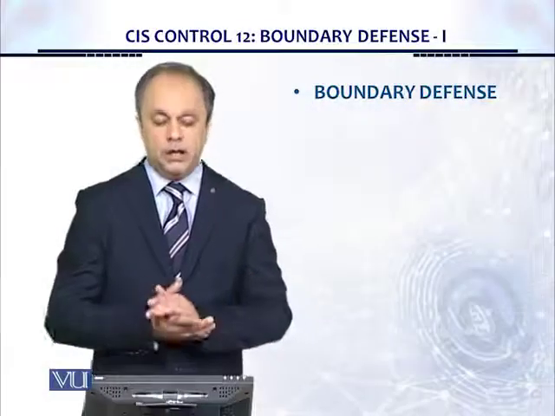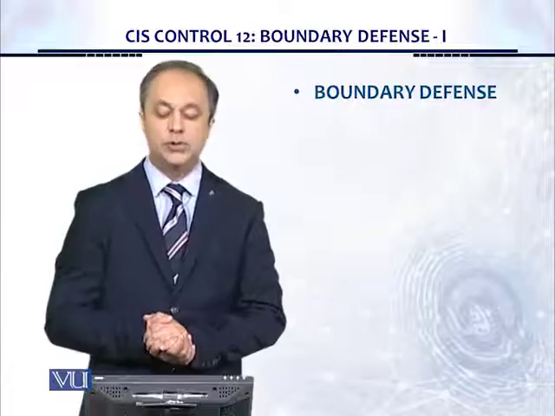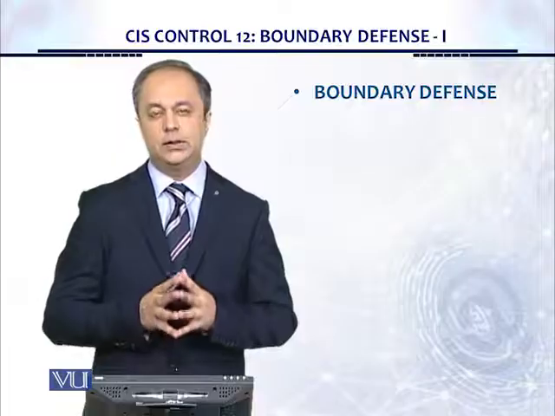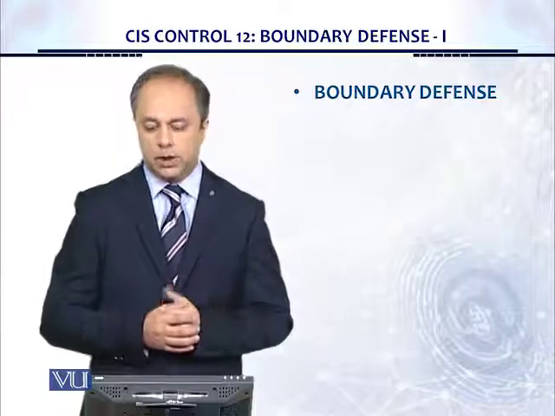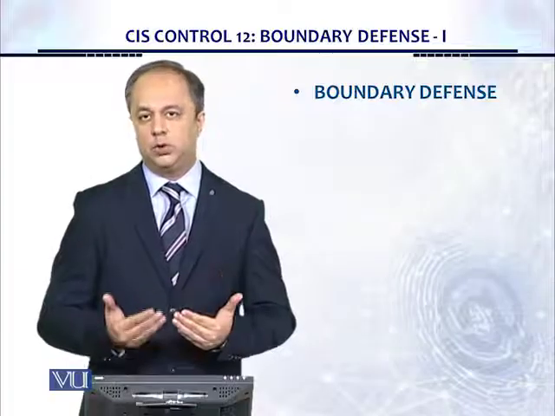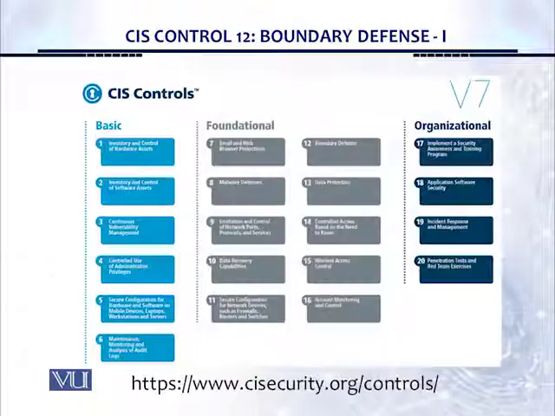Welcome. In this module, we'll take a look at the next CIS control, which is CIS control number 12, titled Boundary Defense. And by boundary defense, we're talking about perimeter or edge device defense. So these are the CIS controls. We're on control number 12, which is a foundational control, boundary defense. And before this, we had looked at secure configuration for network devices.